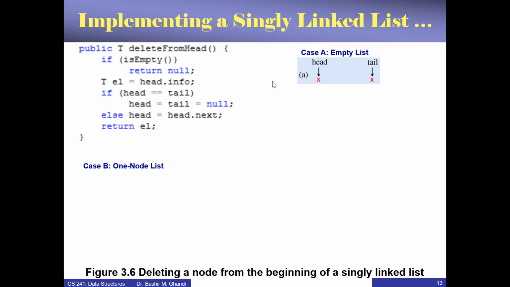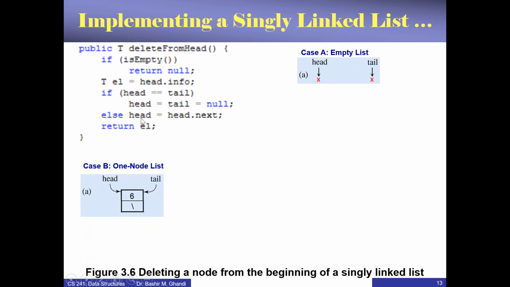The second scenario is the list has only one node. Now, if the list has only one node, to delete it, all you have to do is set both the head and tail back to null. Because if you do that, the only one node will have no reference, and therefore it will automatically be garbage collected. It will be deleted by the system automatically. Okay. But before that, you have to save the info inside that node. Save it, say, in a variable element, so that at the end you can say return element.